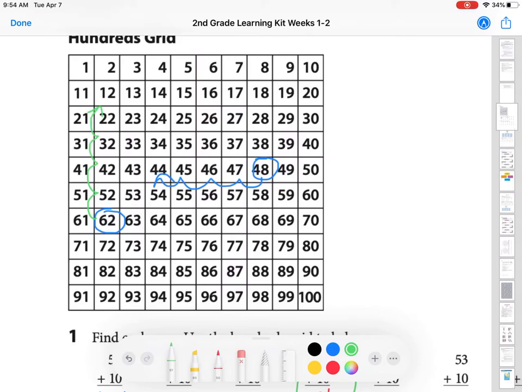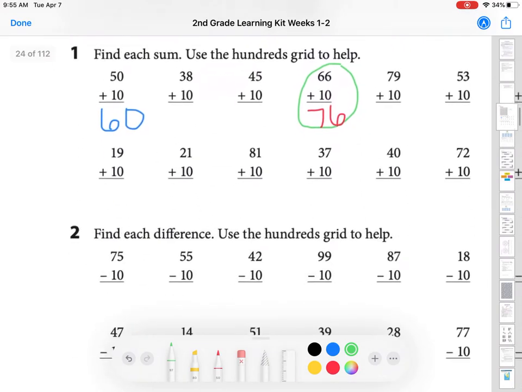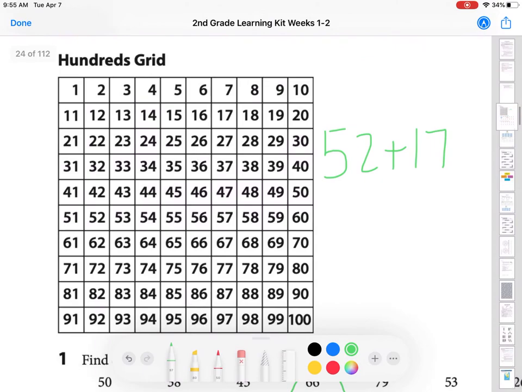That then means, with more complicated problems coming up, that you can use your hundreds grid in a similar way. So let's say you had the number 52 plus 17. That's a little trickier than these ones down here where you're just adding and subtracting tens, right? But what you can do is think about 17. 17 is the same as a 10 and 7 ones, right?